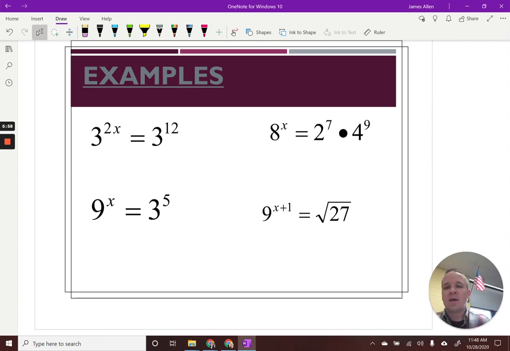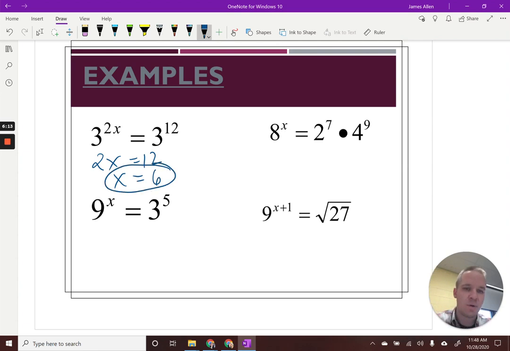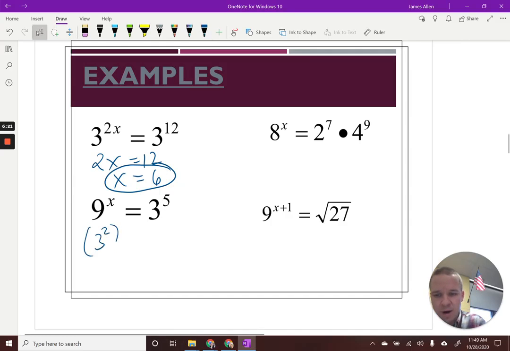All right, moving on. So the first one, I already have like bases. That's fantastic. New color. So I can just set my exponents of 2x and 12 equal to each other to get x equals 6. Done. All right, next one. I'm going to go below. So we have 9 to the x and 3 to the 5th. Well, 9 can be written as 3 squared, to the x equals 3 to the 5th. I always like to start with writing that part in parentheses as its own thing.